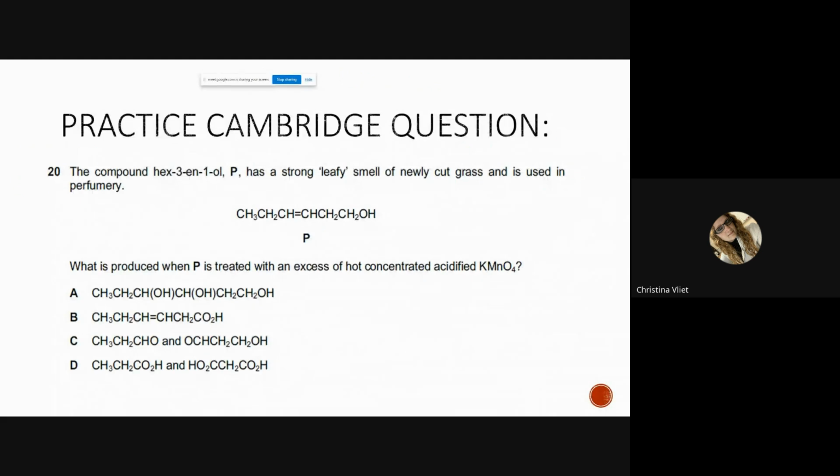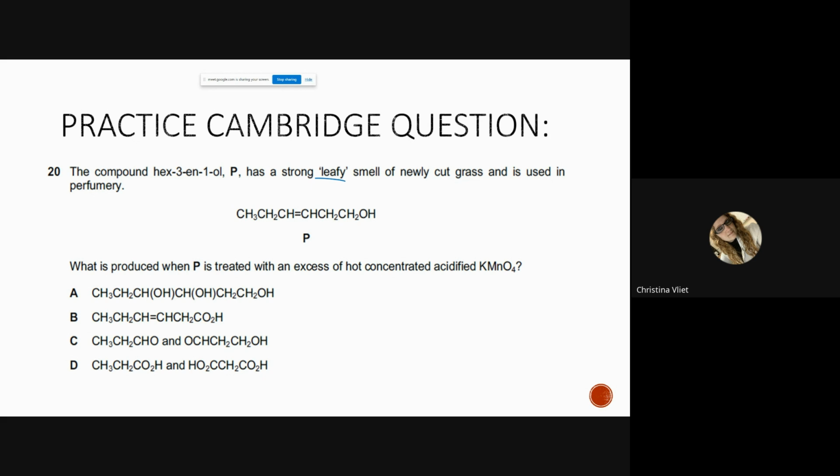Let's take a look at a Cambridge question. This was one that I used to put in the lesson on alkenes, but I figured it's better to do here now that we've learned what to do with alcohol. And they're hitting you with some fun facts. The compound hex-3-en-1-ol, P, has a strong leafy smell. Smells like newly cut grass, which they use for perfume. So if you want to smell like grass in your perfume, you can use hex-3-en-1-ol. Hitting with those fun facts. I don't know why you would want to smell like a leaf, but okay.